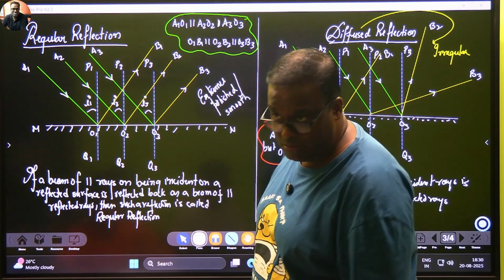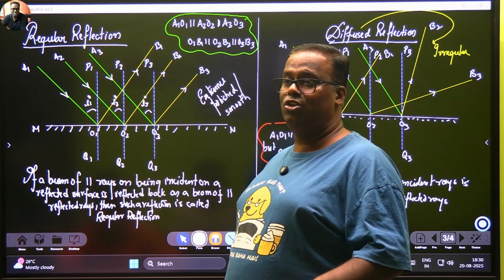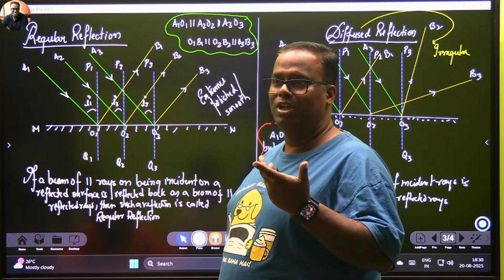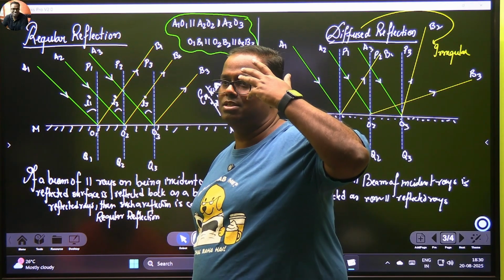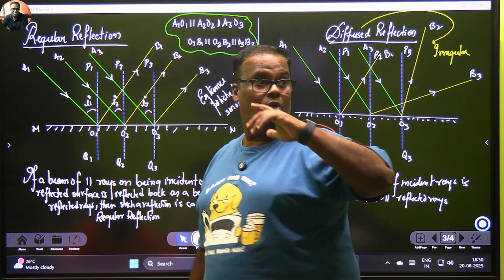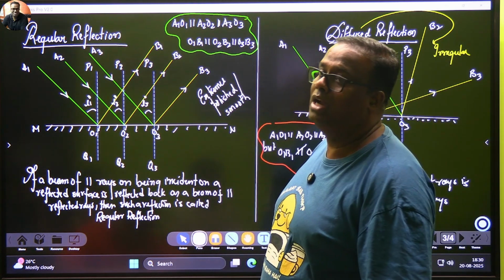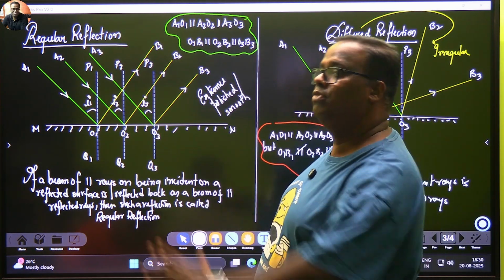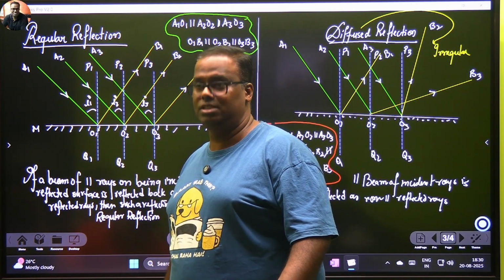However, is this table not reflecting? Yes. Otherwise, if it doesn't reflect, I should not be able to see the table, right? Very good. I'm able to see the table because rays from the table are also coming back to my eyes. However, we do not find that a ray of light which is coming here parallelly, or a beam of light, is getting reflected parallelly. If that would have been the case, then it would have been my glass dining table.